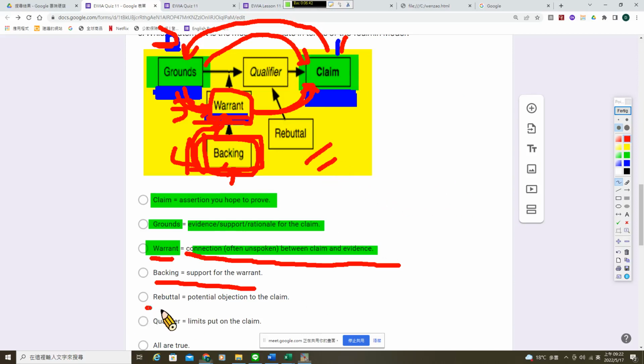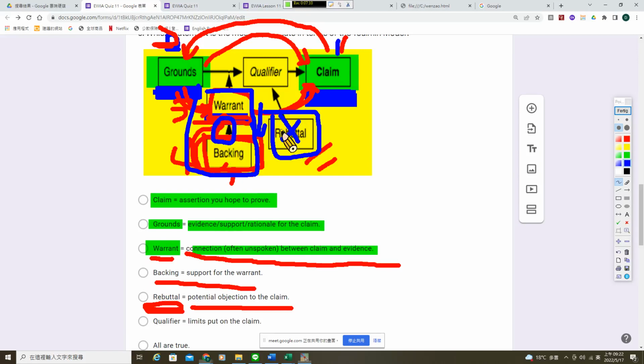So rebuttal. We have another section, rebuttal, that is a potential objection to the claim. So maybe we say, oh, this is so perfect, right? But look at here. We may have some rebuttal that can be used to undermine the validity or the feasibility of the warrant to support the claim. So we have to provide the positive arguments and also negative arguments.